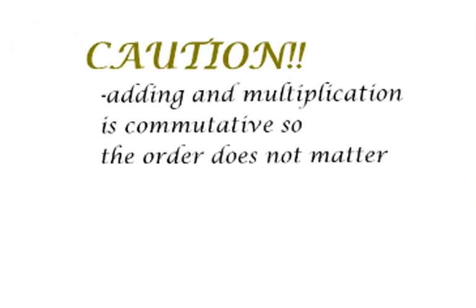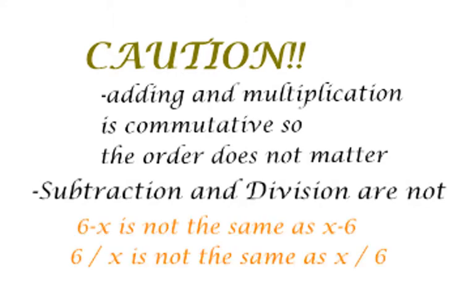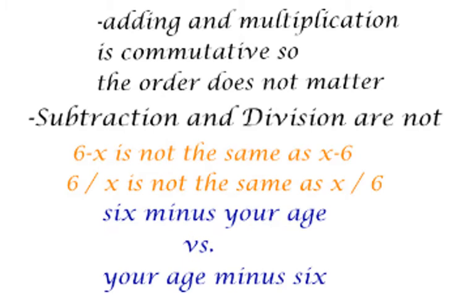But we must caution. Addition and multiplication are commutative, so the order of where you place the variable does not matter. However, subtraction and division are not. So if we take a look at a specific example, we know that 6 minus x is not the same as x minus 6. 6 divided by x is not the same as x divided by 6. To look at this in the written word, 6 minus your age is going to be different than your age minus 6.